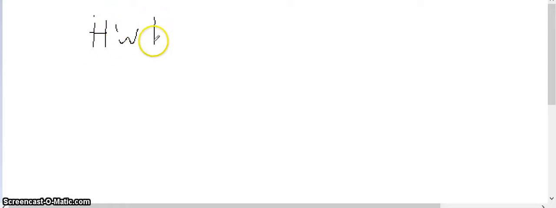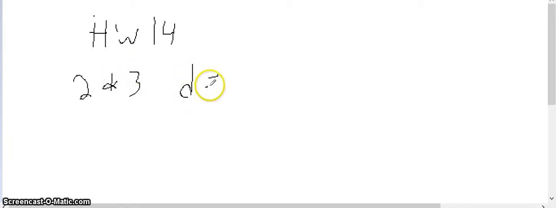Homework 14. Alright, so for number 2 and number 3, you're going to use this equation. The distance is equal to 1 over the parallax, and the parallax is given to you in arc seconds, so the answer always comes out in parsecs, right?